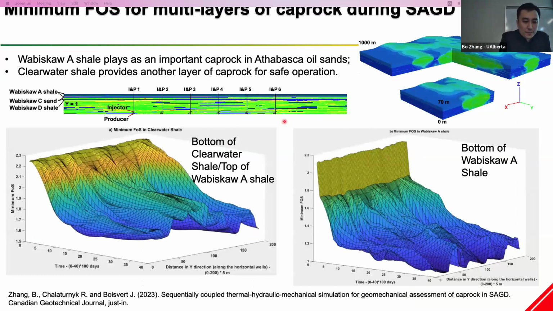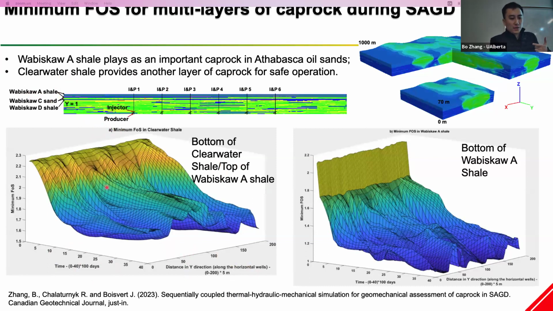As it shows here, we have the upscale Wapiti A shale, which is a very continuous shale. Above that, which I didn't show here, there was an even thicker Clearwater shale, more than 30 meters in this case. There's also a fine sand, which is the Wabiskaw C sand in McKay River, and a very thin Wabiskaw D shale, as shown here. So it is possible for us to generate a factor of safety for different layers of caprock as a function of time and also space.